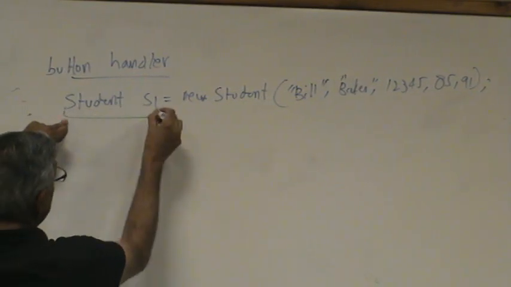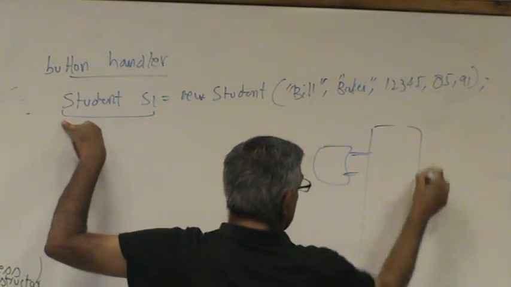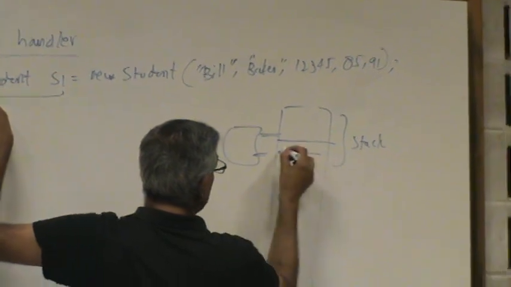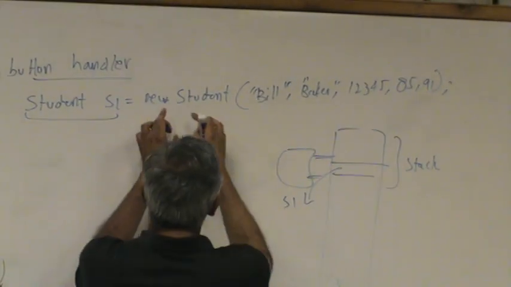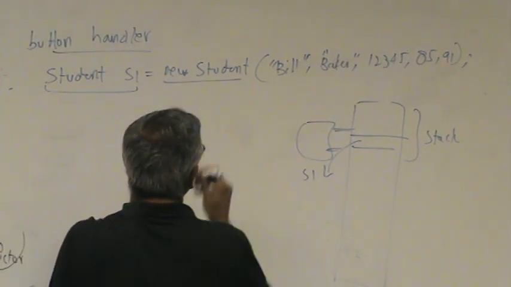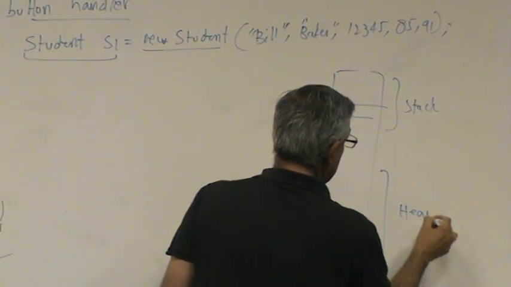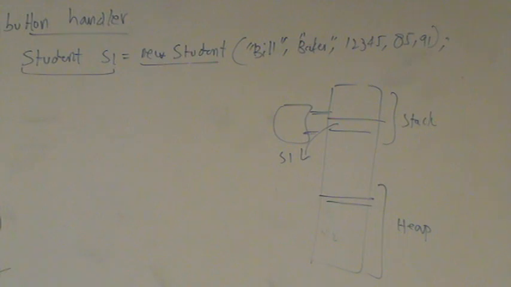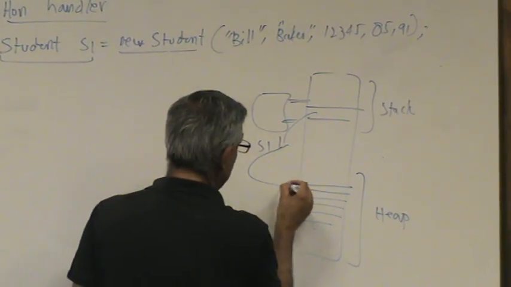So once again, think of what will happen in the memory of the computer. In the stack area, S1 will be created, correct? So that's the S1. New Student, as soon as the computer sees new Student, what will it do? Go to the heap area and create the memory for the fields of the student. How many fields do we have? 5. So we'll create 5 fields and connect this reference.